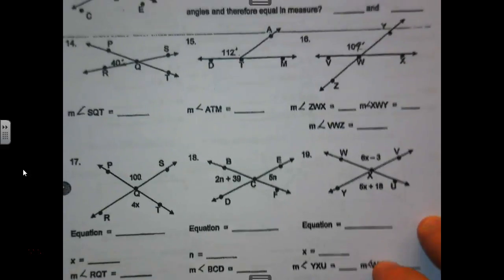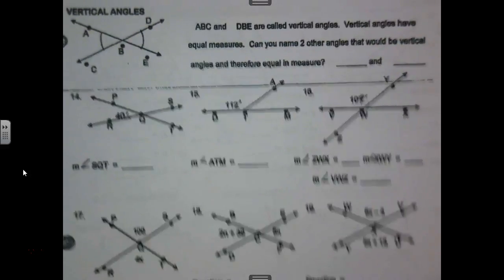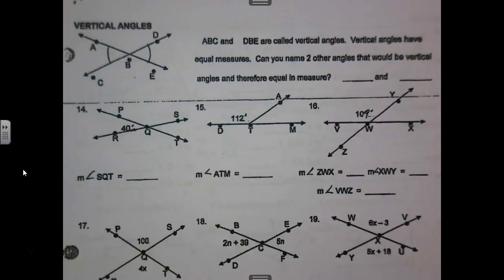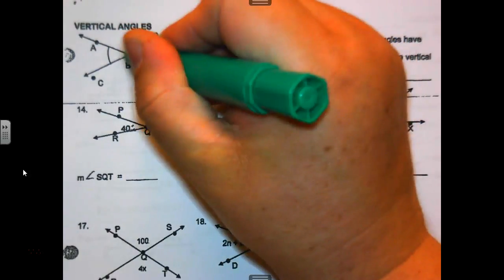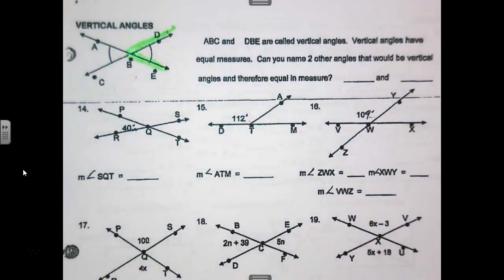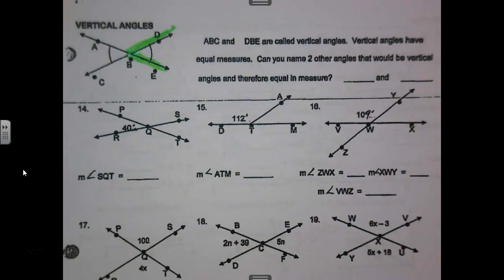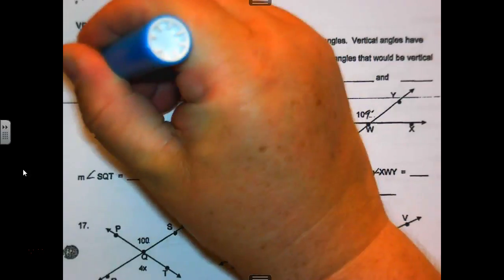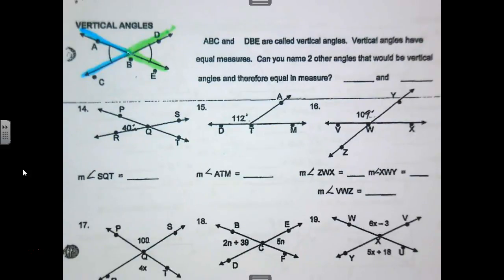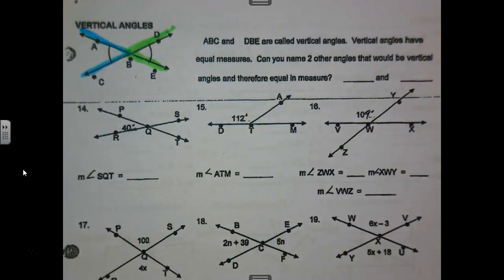Go to vertical angles. Vertical angles are those angles I kind of like to think of as being on the opposite sides. That's one vertical angle. They're made by two intersecting lines. They're equal. Those are my two vertical angles. They're made by intersecting lines. They do not share a common side.